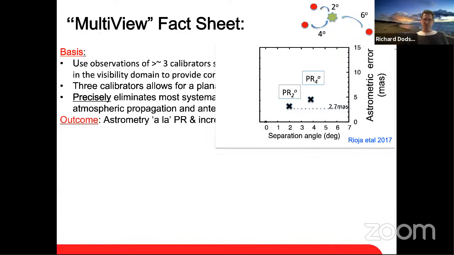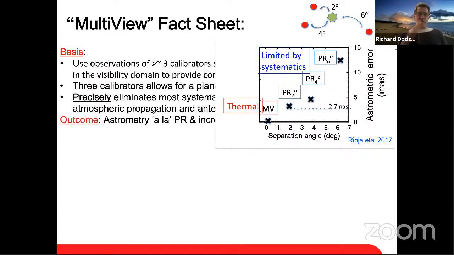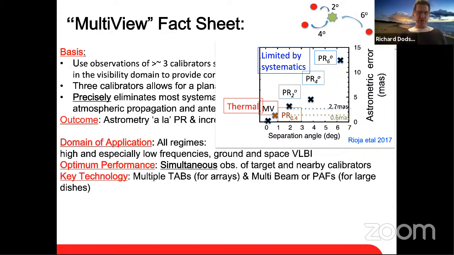Here's the demo from 2017, Maria's first author, and we are plotting the systematic results from conventional phase referencing with 6, 4, and 2 degrees separation compared to the multi-view result, which is thermally limited. And also plotted is the phase referencing of the in-beam source we also had in this case.